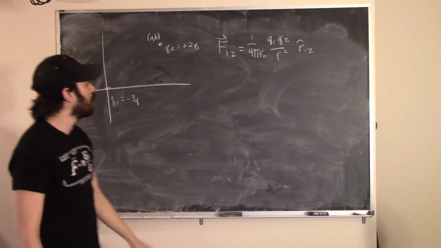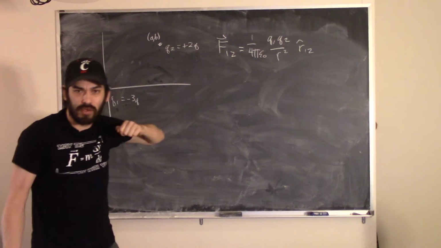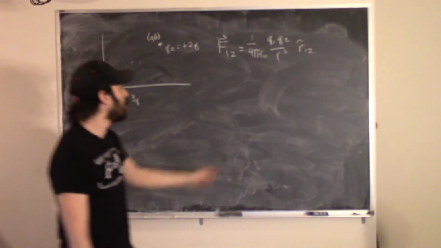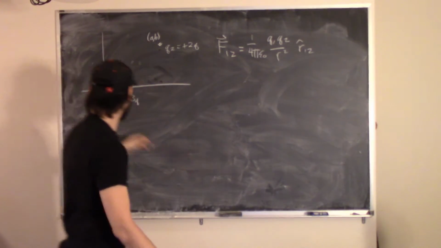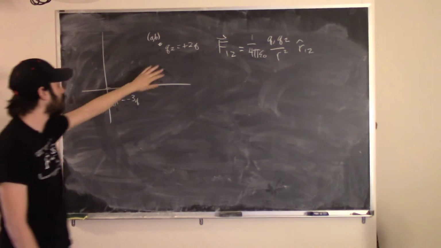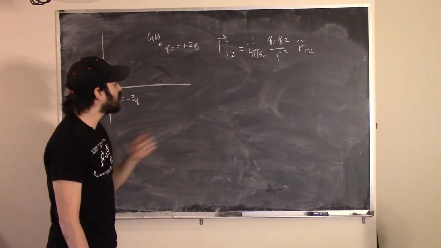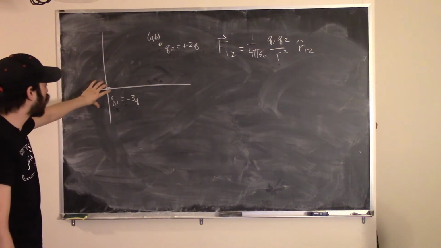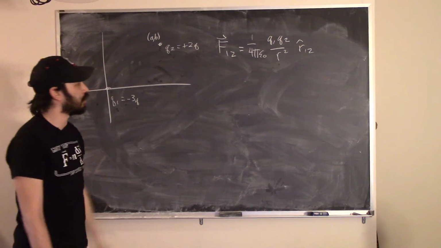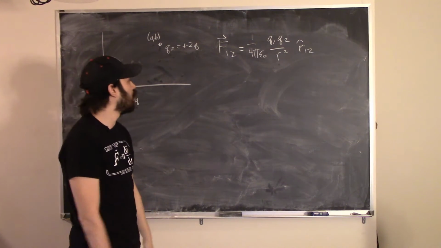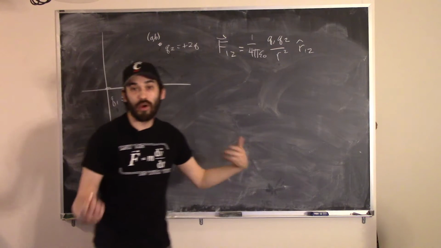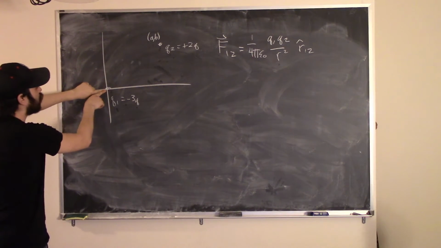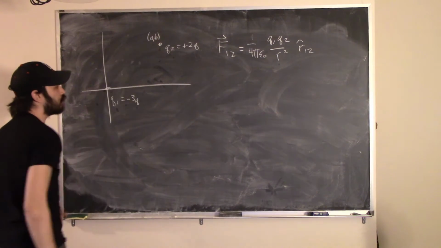Looking at it, we know 1 over 4 pi epsilon naught is always just some constant. That's always going to be the same. We need to know what Q1 and Q2 are. Those are actually given here, so I have my Q1 here and my Q2 here. The next thing I need to know is what R is: what is the distance from Q1 to Q2? And the last thing I need to know is what R hat 1,2 is: what is the unit vector that points from Q1 to Q2?